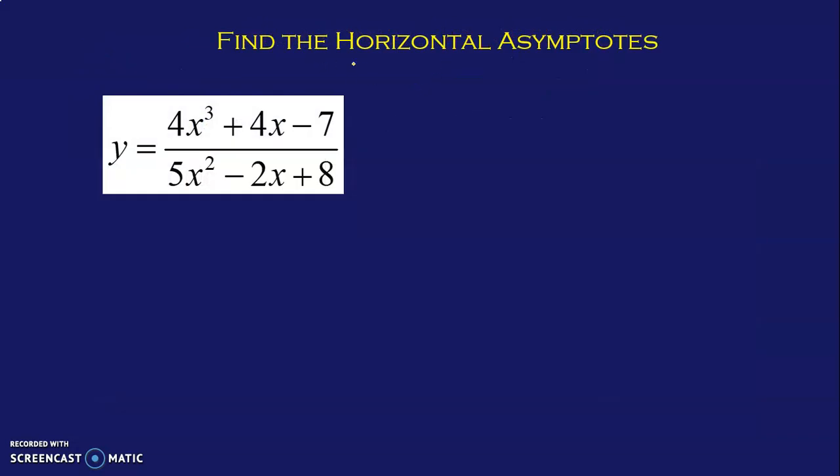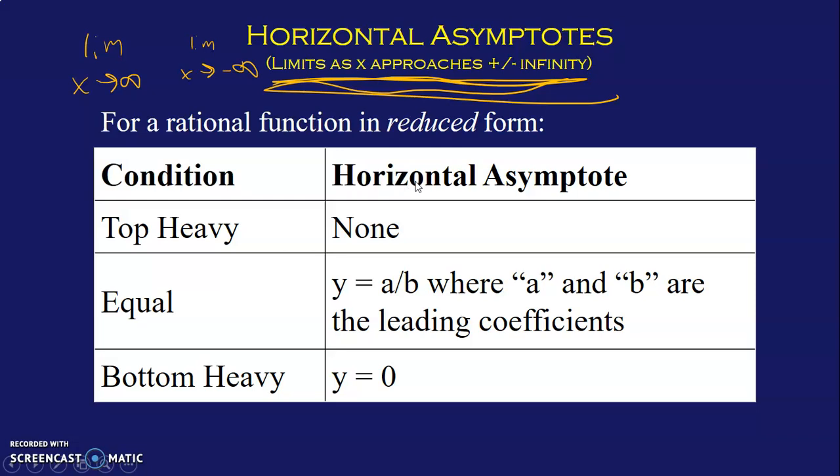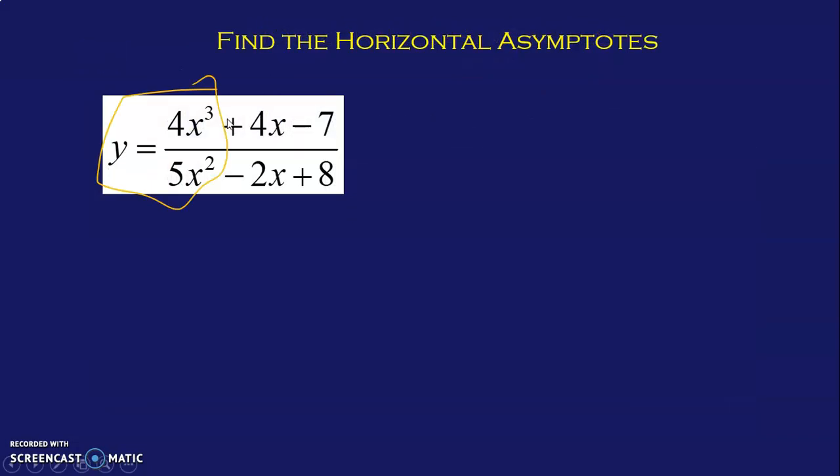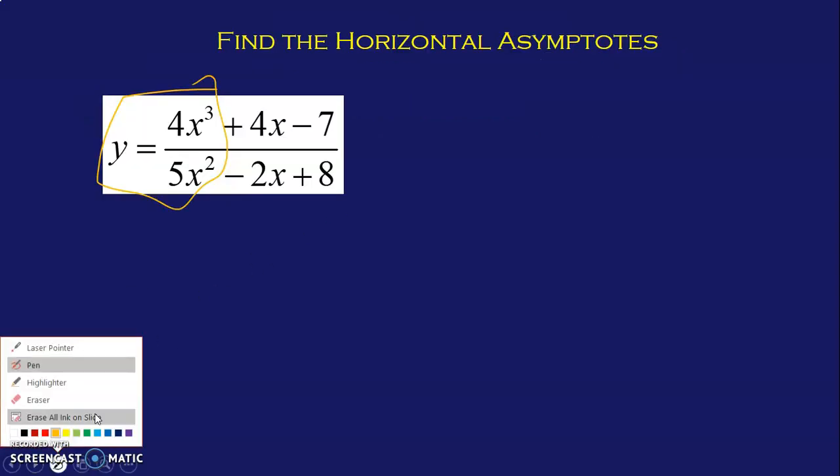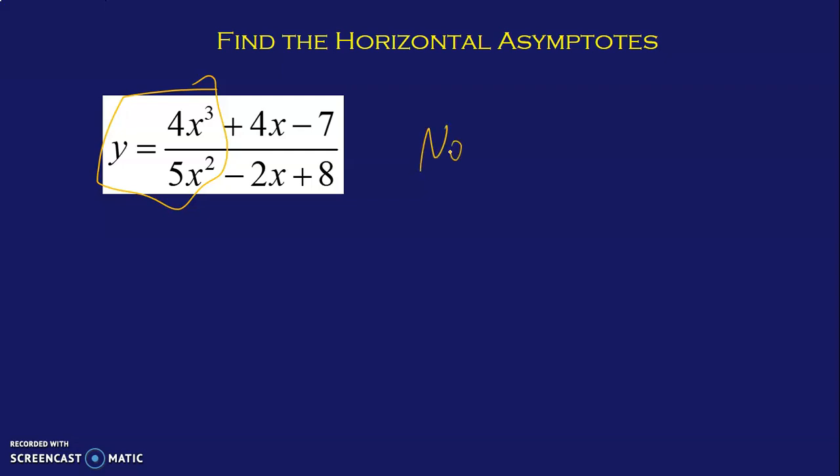So if we have an exponent that's larger on the top, when we look at the biggest exponent, I go back to my rules. If it's top heavy, that means there is no horizontal asymptote. So this has no horizontal asymptote. In this case, it would be a slant asymptote.